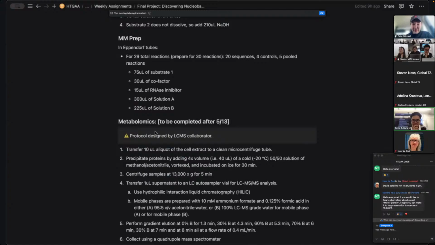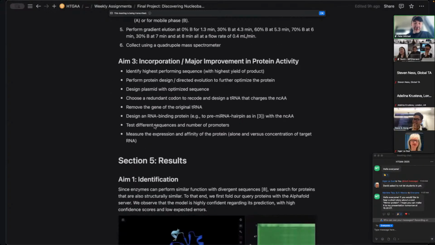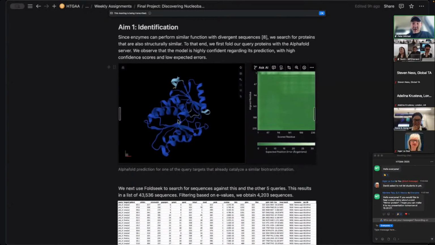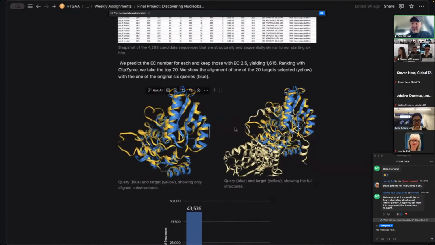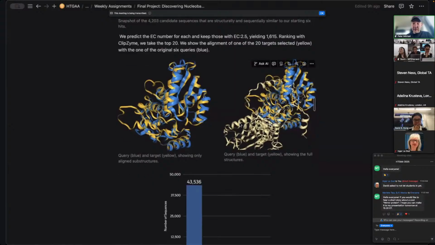Master mix prep as well. The protocol is right here. I'll just show some results, right? These are the AlphaFold predicted structures that we query with. These are all the sequences that you get out. You get about 40K. You can filter it down to 4K with e-values. You can align them with the known target that you have.